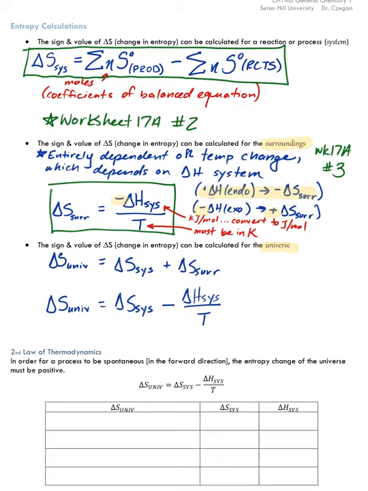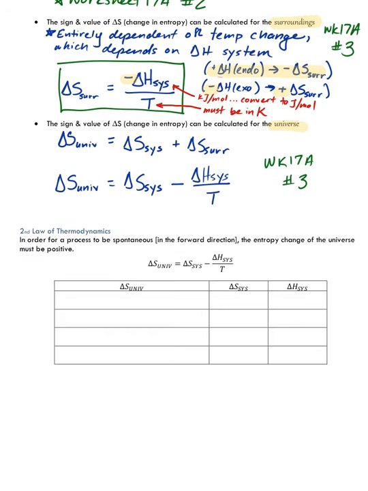You can practice using this equation doing worksheet 17A number 3. So there were 2 parts to worksheet 17A number 3, and you should be able to answer both of them now. So why do we care about delta S of the universe? Why would we care about entropy beyond the entropy change of the system?